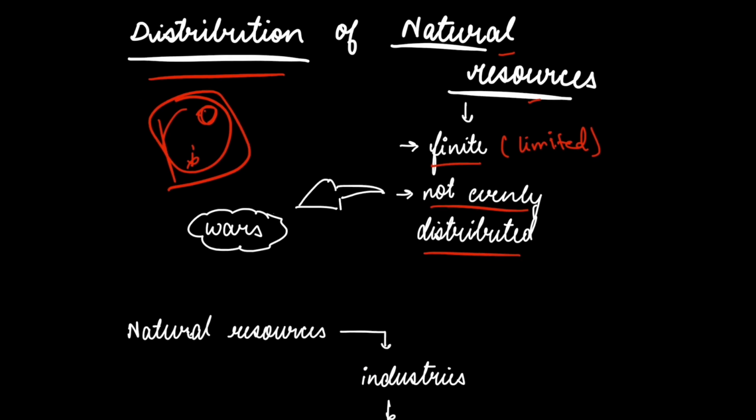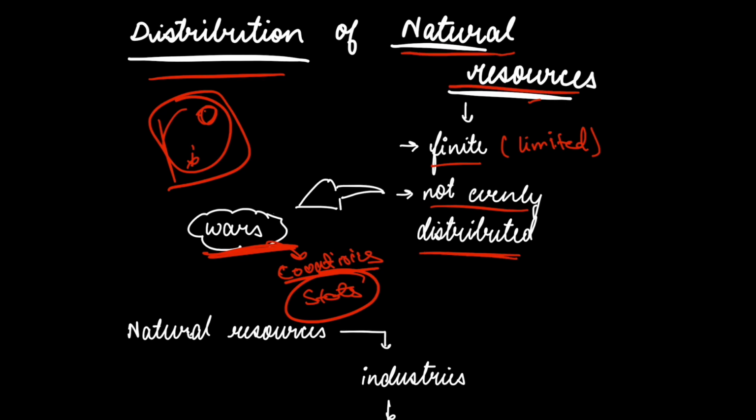Due to this, there is a cause of wars among countries, and there will also be disputes among states as well. They will lead to wars among countries, as well as within the states there will be some problems due to the availability of the natural resources.